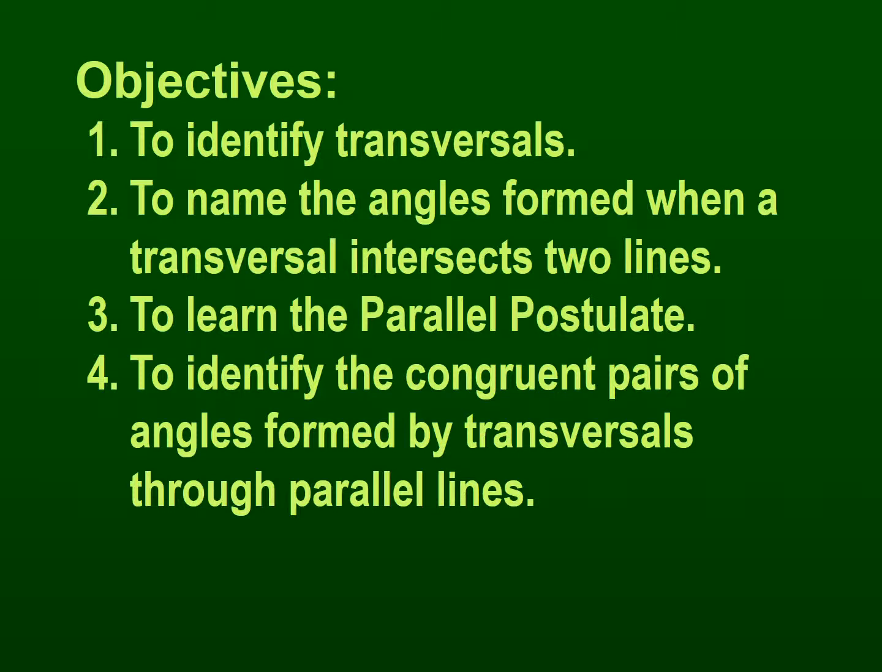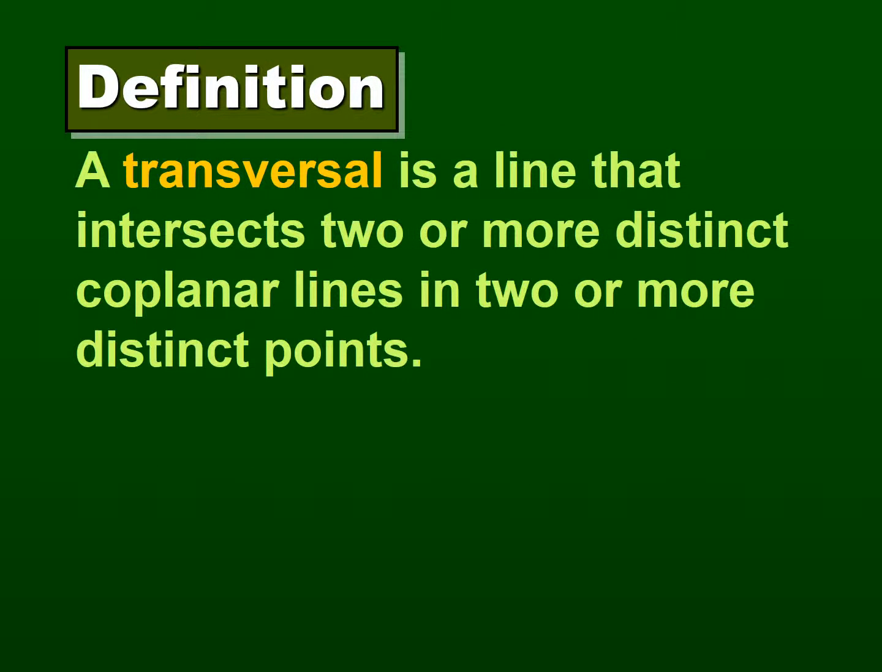parallel lines. So a transversal is just a line, okay? A transversal is a line that is going to intersect two or even more than two coplanar lines, so lines that are in the same plane. It is just a line that's going to intersect two or more other lines, but when it intersects, it has to intersect in two or more points. It can't just be one point.